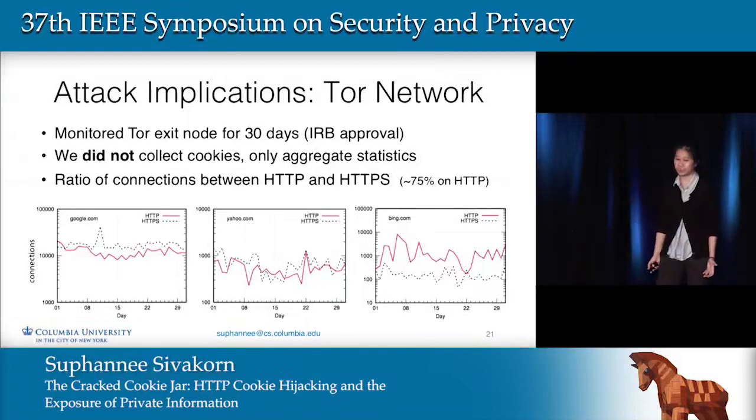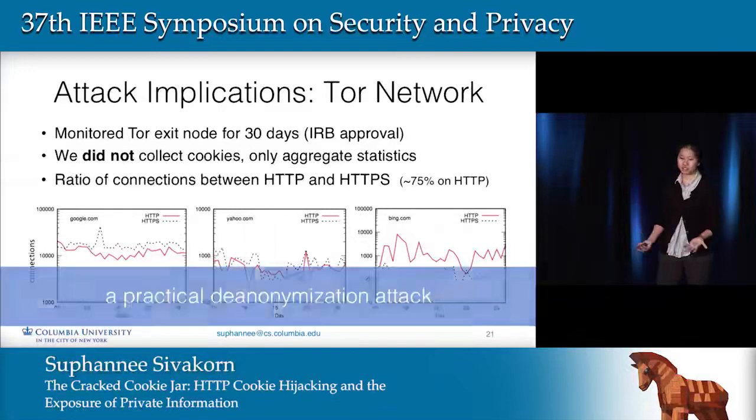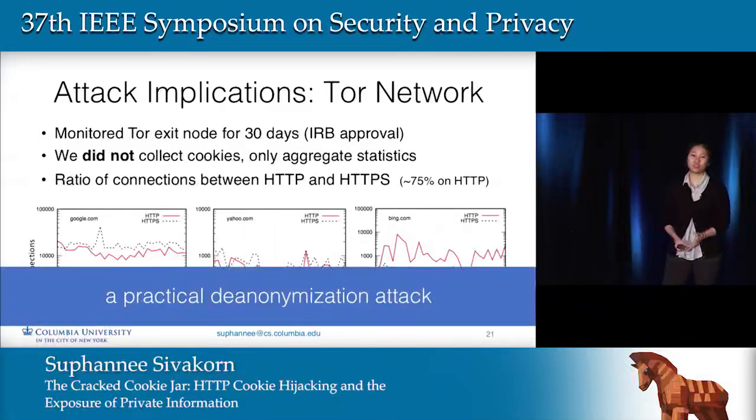As you can see from the graph here, even Google, which does an amazing job redirecting users to HTTPS right away, still has a huge number of HTTP connections. Remember that our attack always works with just one HTTP connection. This means that absolutely a lot of people are leaking information online. Based on this statistic and the previous Wi-Fi experiment, even though we are not keeping cookies for this one, we believe that Tor users are exposed to this kind of attack. So we can see that cookie hijacking is now a practical de-anonymization attack for Tor users as well. We have to be really careful with that.